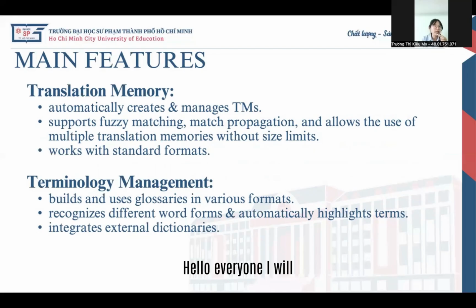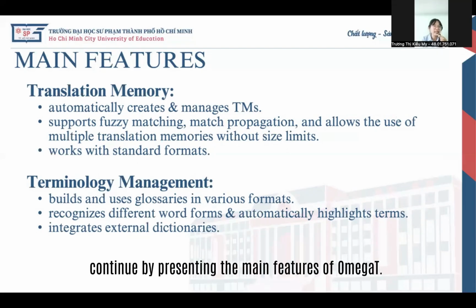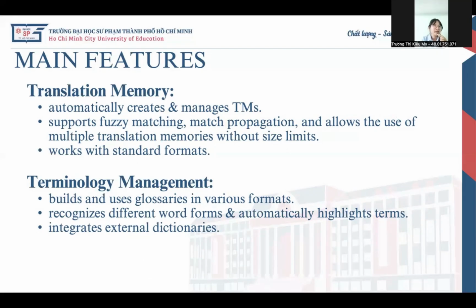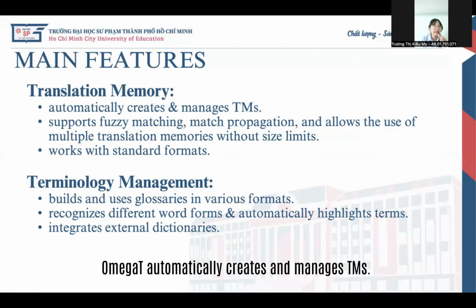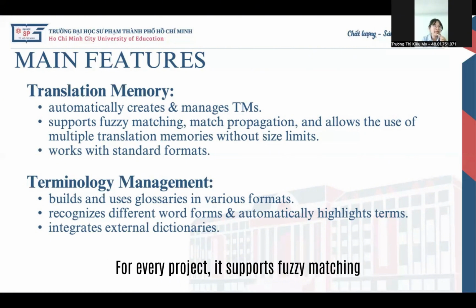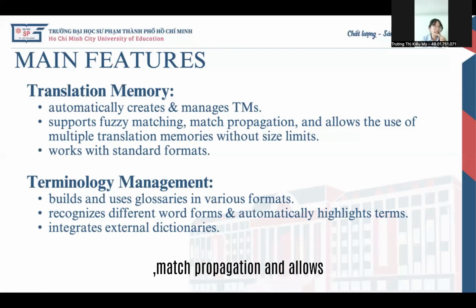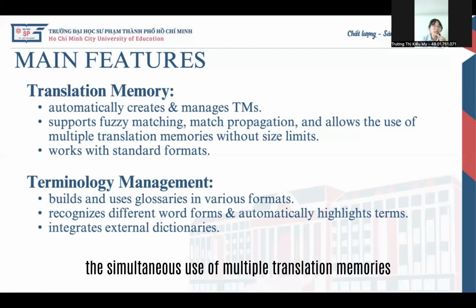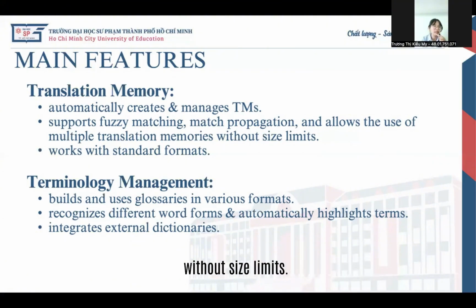Hello everyone, I will continue by presenting the main features of OmegaT. First, translation memory. OmegaT automatically creates and manages TMs for every project. It supports fuzzy matching, match propagation, and allows the simultaneous use of multiple translation memories without size limits.